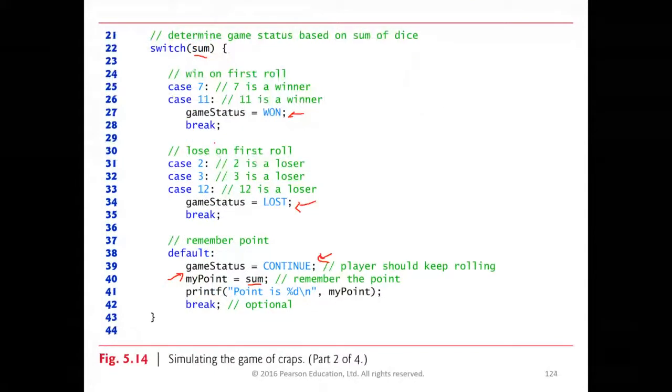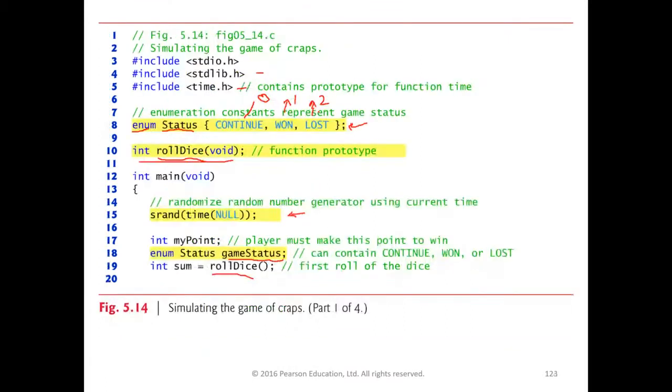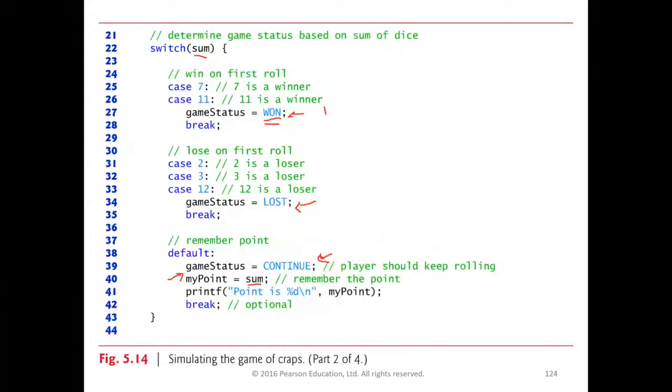Now, the main advantage that you get by using the enum data type is, if you did not have the enum data type, you would have had to write what numbers we have. So we would have 1 here, lost was 2, and this would be 0.